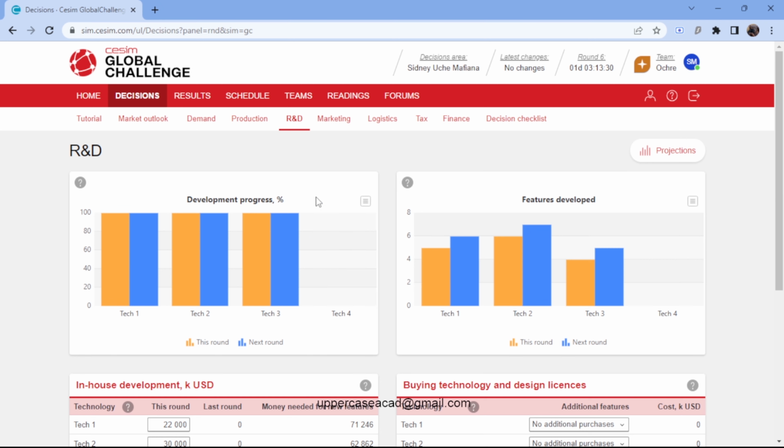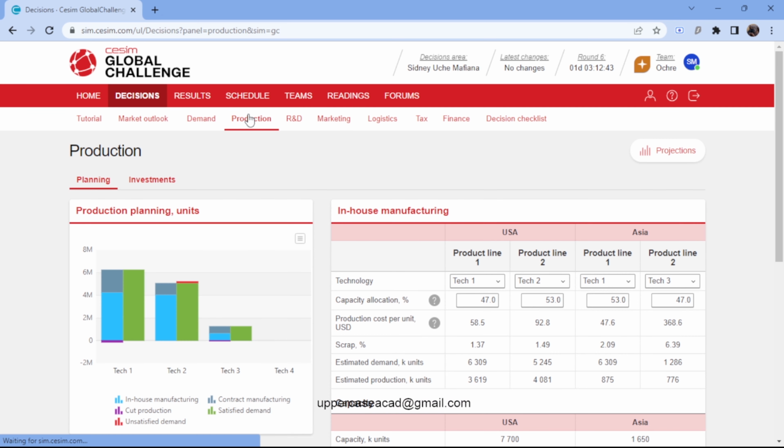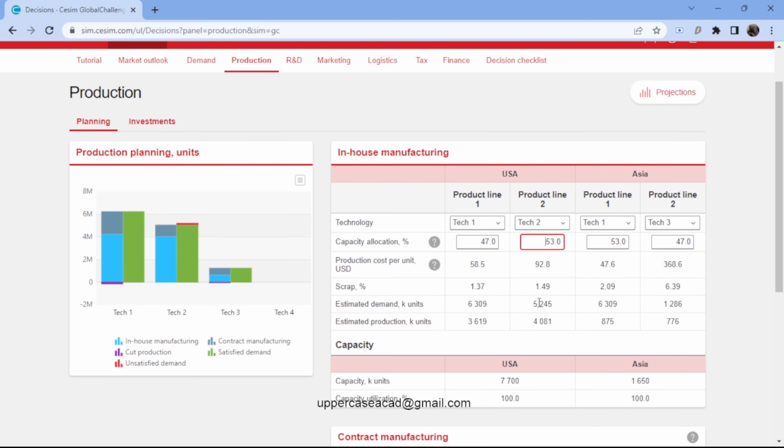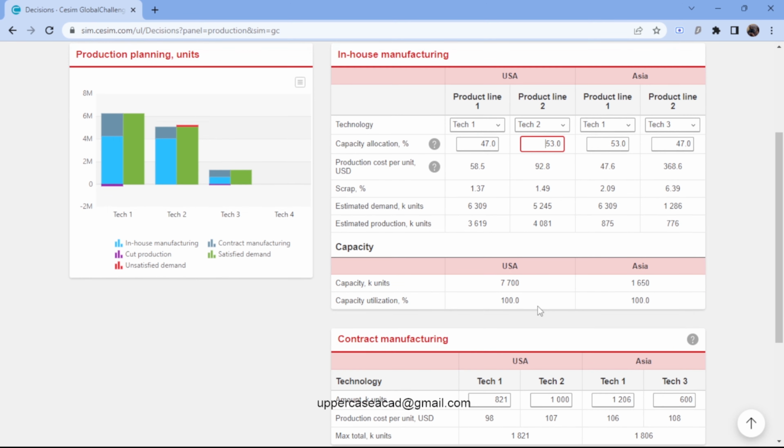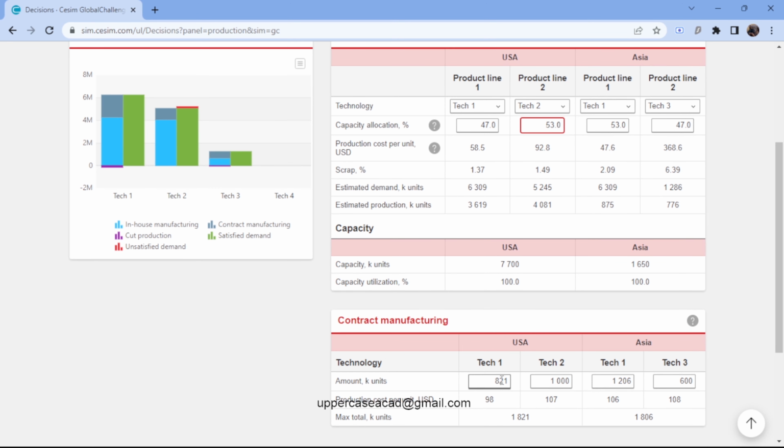So let's move on to production. In the USA, we have two in-house production lines, line 1 and line 2. After careful analysis, I decided to allocate 47% of the capacity to line 1 and 53% of our capacity to line 2. Additionally, I'll utilize contract manufacturing. In contract manufacturing, I decided to produce 821 units for product line 1 and 1,000 units for product line 2.